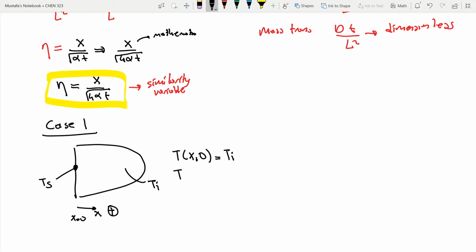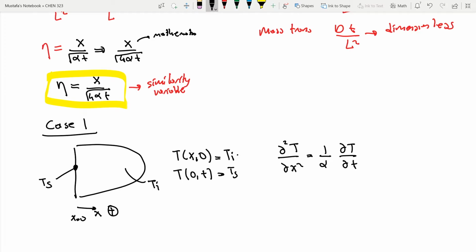And for all times t greater than or equal to 0, the surface temperature is given to be Ts. So these are the boundary conditions and the time dependent condition. And the governing equation is the heat diffusion equation, d squared T by dx squared equals 1 over alpha dT by dt. So now let's use the similarity variable here.